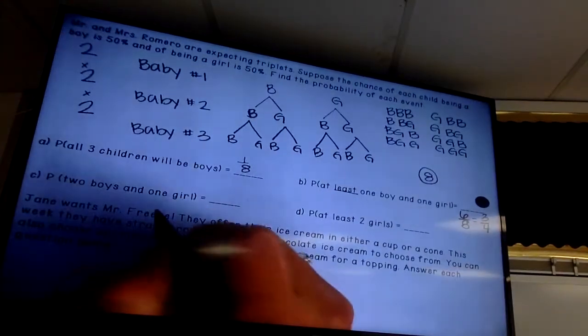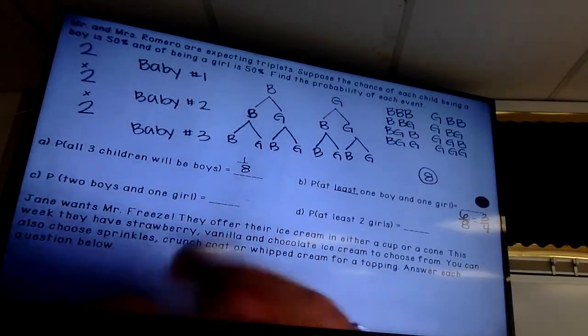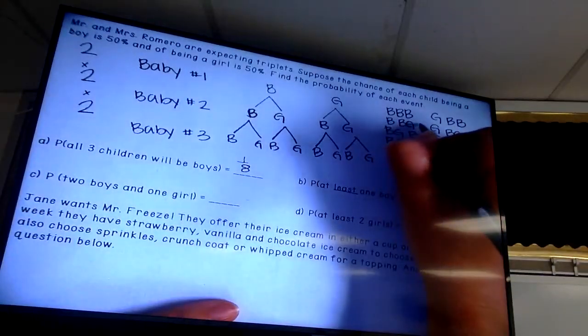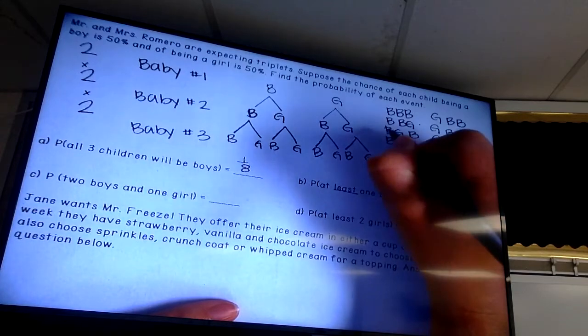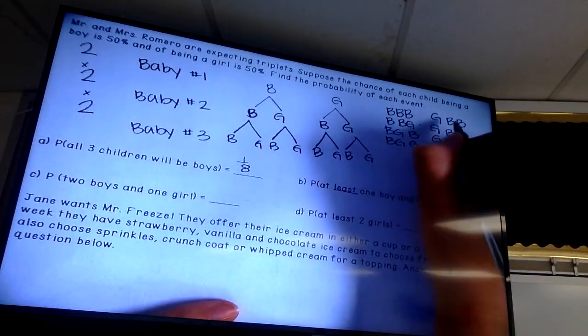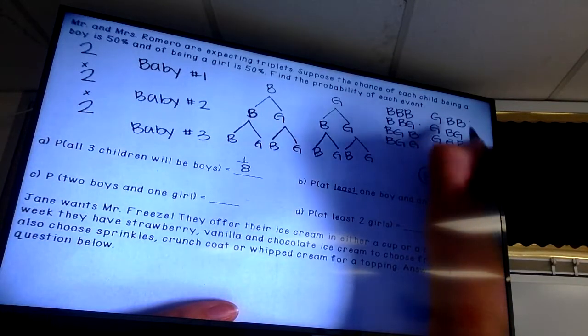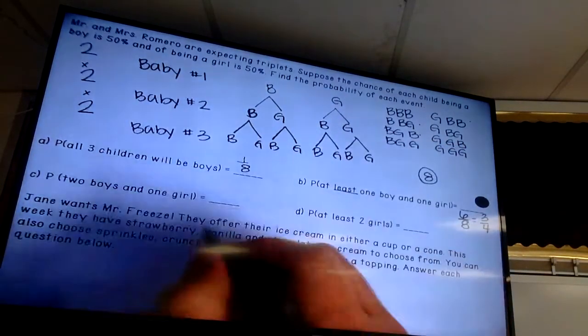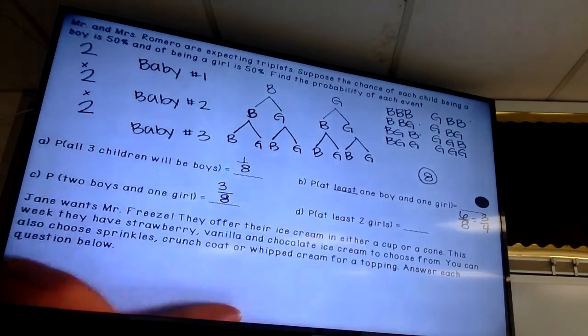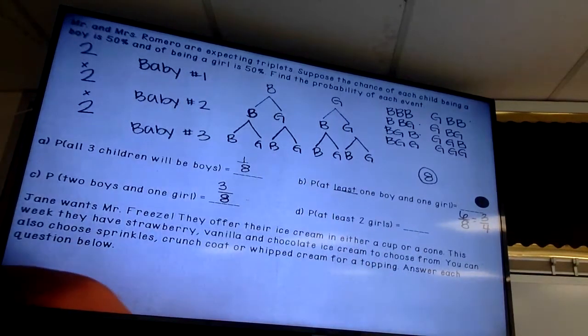What's the probability of 2 boys and 1 girl in any particular order? 2 boys and 1 girl. So let's see. Here's a BB and a G. Here's a BGB, so 2 boys and a girl. Here's 2 boys and a girl. And I think that's it. So there were 3 out of the 8 possibilities that led us to 2 boys and 1 girl.